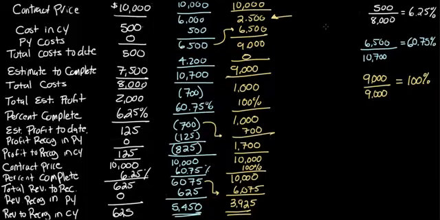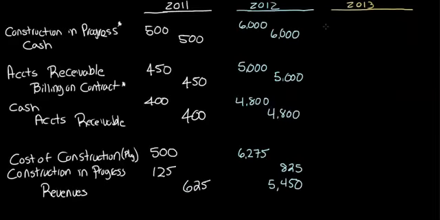Okay, so the numbers we're going to need from here to complete our journal entries are our cost to date, and that will go in the construction in progress account. We're going to need the revenues to recognize in the current year, and that will go in our final journal entry, the money entry. And we're going to need this as our construction in progress account, but this also is our profit that we're going to recognize.